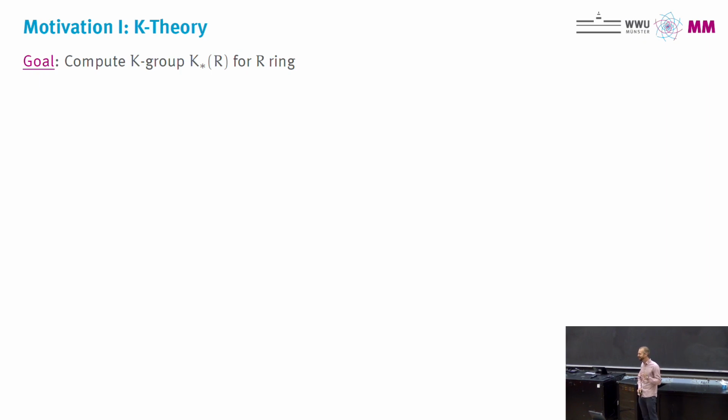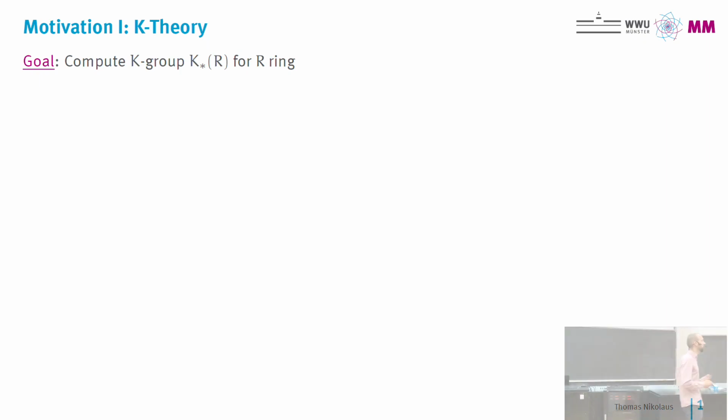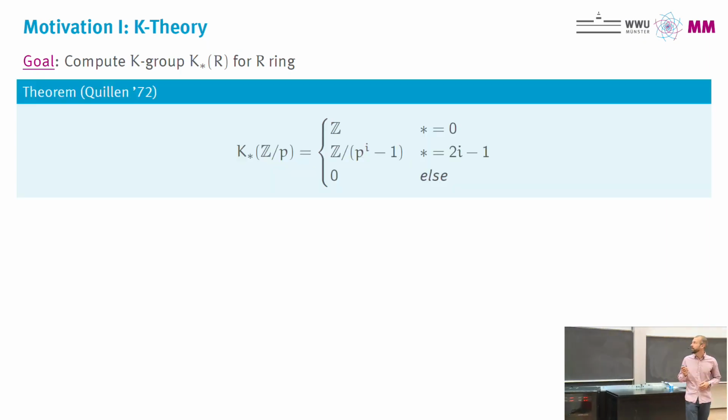So let me just say, this is a topic people have worked on for a long time. A lot of people, it has a lot of relations to many areas. The format of algebraic K-theory is that you have a ring, and then you assign to it the sequence of abelian groups, K star R. And these are the algebraic K-theory groups, and that's what we want to compute. And these have been introduced by Quillen 50 years ago.